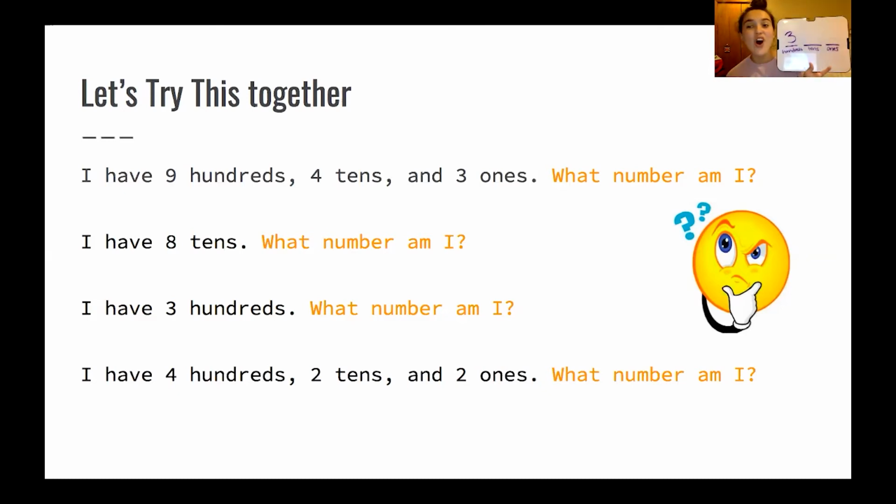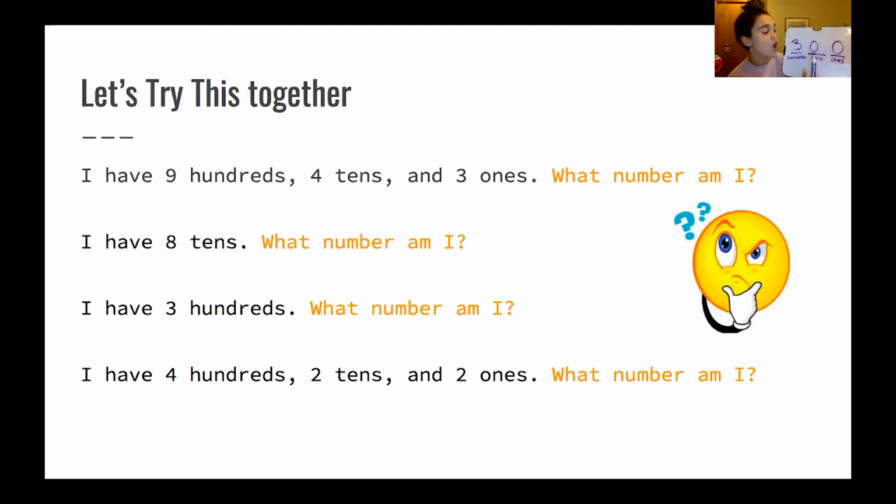3 hundreds. Awesome job, you guys. Now, how many tens does it say we have? Doesn't say anything about tens. Now, what about ones? Doesn't say anything about ones. So this is what we are left with. What is this number? 300. This is the number 300.